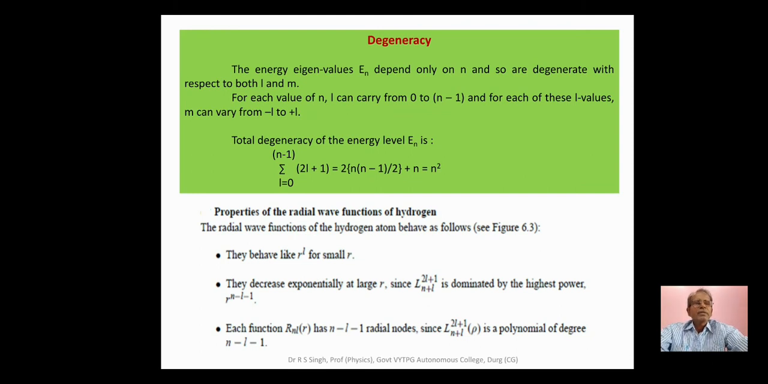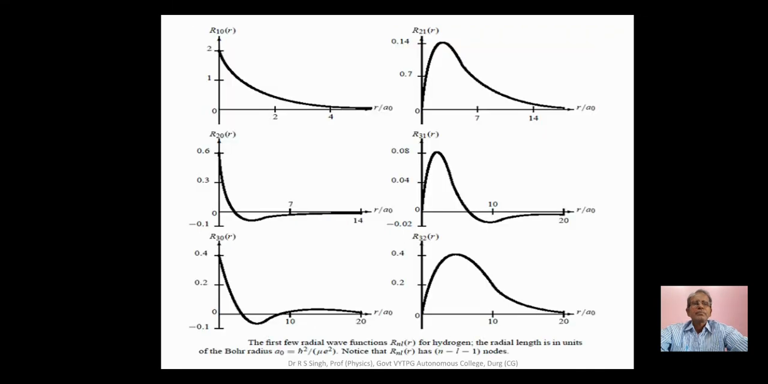Properties of the radial wave function of hydrogen. The radial wave functions of the hydrogen atom behave as follows. They behave like r to the power L for small r. They decrease exponentially at large r since L is dominated by the higher power r to the power n minus L minus 1. Each function R n l of r has n minus L minus 1 radial nodes since L function of rho is a polynomial of degree n minus L minus 1.